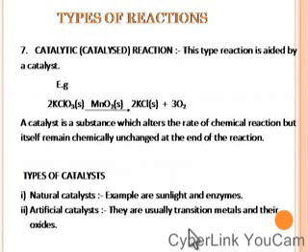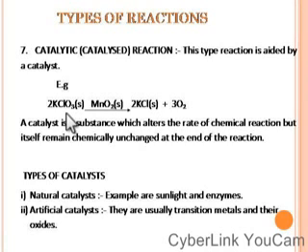Now, the last one that we are going to be looking at today, or let me say the second to the last one, is the catalytic reaction. That means catalyzed reaction. This type of reaction is aided by a catalyst. That means it takes place in the presence of a catalyst. If you look at this particular reaction, the decomposition of potassium trioxochlorate V in the presence of manganese IV oxide as a catalyst, which produces potassium chloride and then oxygen gas being given off.